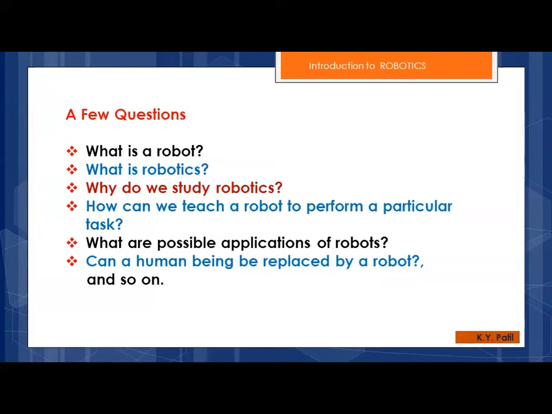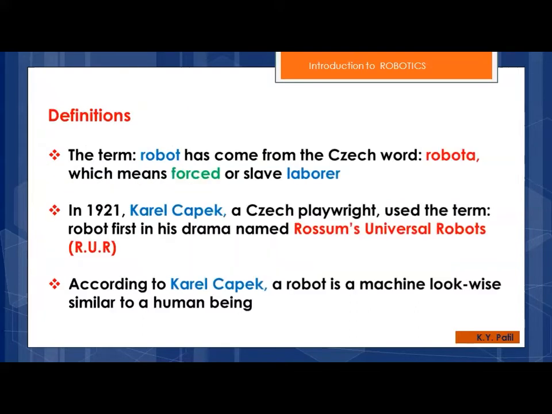Now, let me start with the first one, that is, what is a robot? So, I am just going to define the term robot. The term robot has come from the Czech word robota, which means forced or slave labor. This is just like a servant, and we are going to give some tasks to the robot, and it is going to perform those tasks just like a servant.